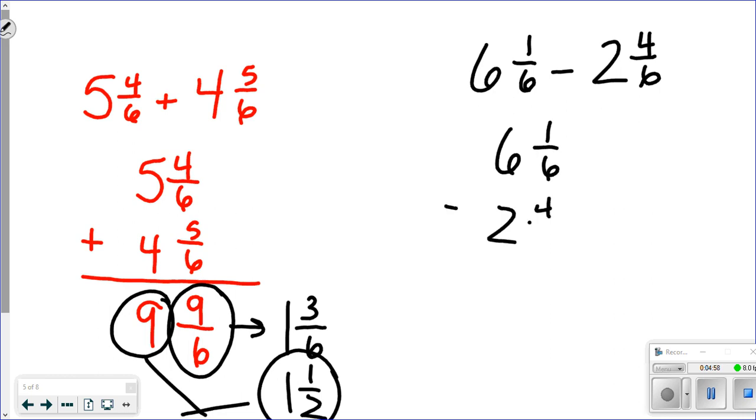Minus 2, and 4, 6. Now, if you look at this, I can't take 1 minus 4. I can't do it. So I have to borrow or regroup or whatever you call it. So this is going to become a 5.